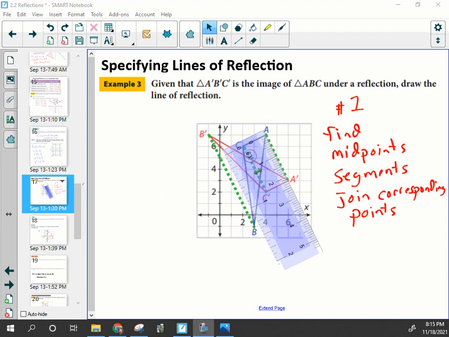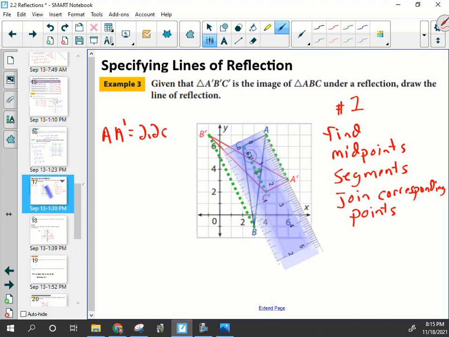So if I connect A to A prime, you will notice I got my ruler up here and I adjusted it to fit your paper. If you measure along with me, you should get pretty close to the same measurement. I measured A to A prime. A to A prime is 2.2 centimeters. Half of that is 1.1. If I divide that by 2, I get 1.1. So the midpoint is going to be at 1.1 centimeters.